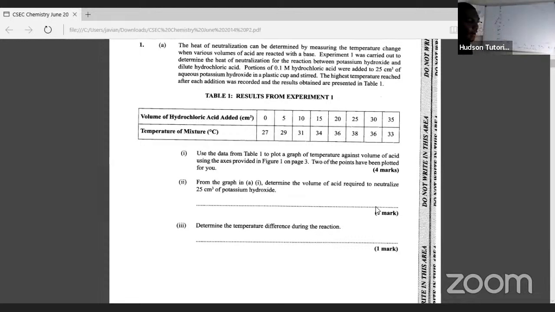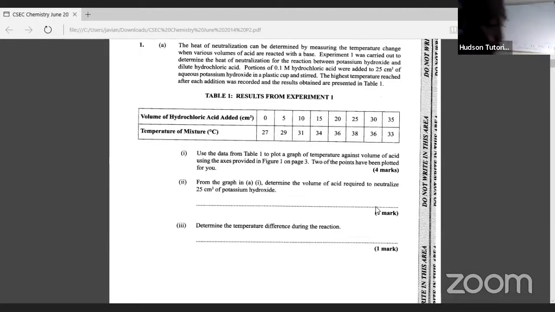Remember, Akila, that you're plotting the temperature against the volume. So all of the data points for temperature would be on your y-axis, while all of the data points for your volume would be on your x-axis. All right? Let's move on. So I'm sharing my screen back. Let's move on. So we get the first one out the way, which is plotting the graph.